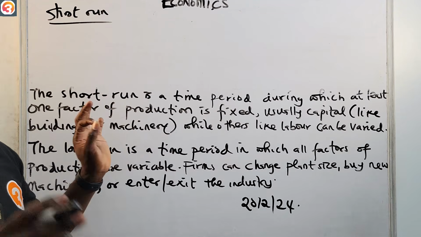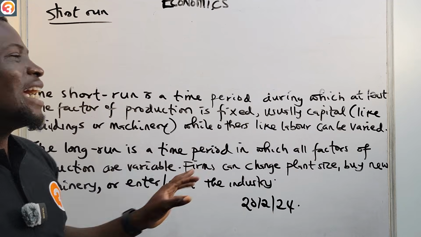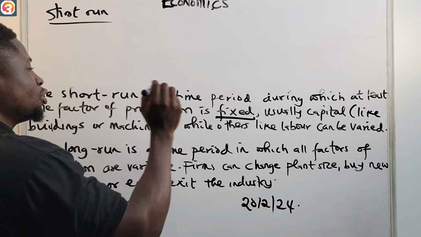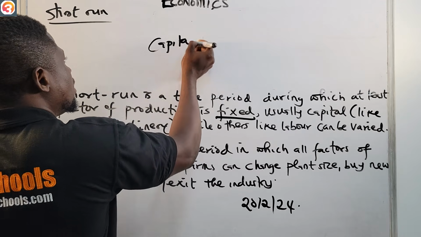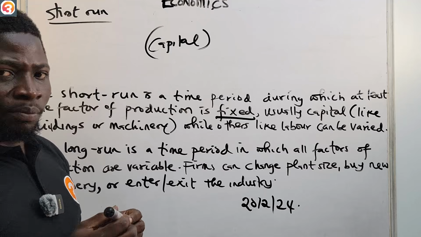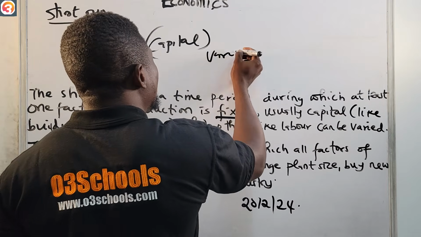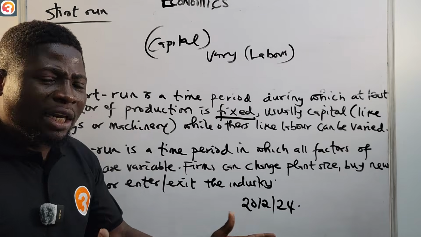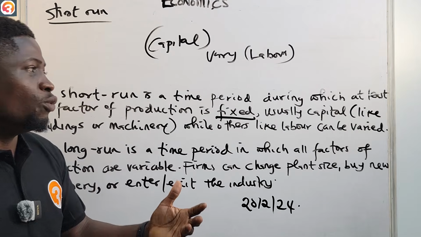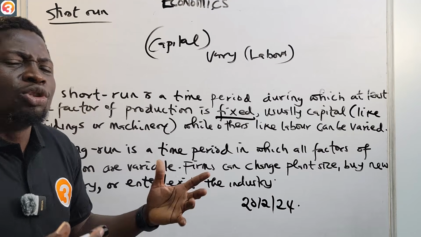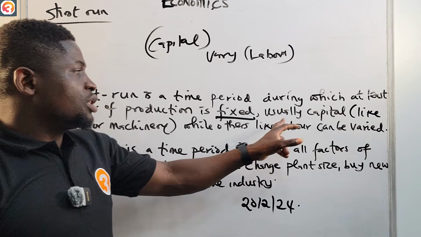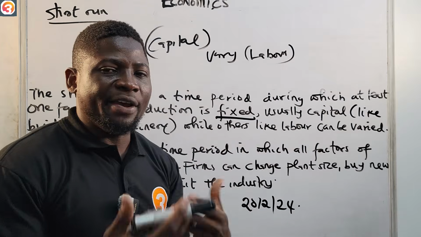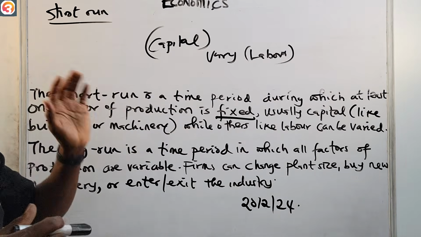Technically, short run is describing a time period during which at least one factor of production is fixed. And that factor of production that is fixed is capital. Capital is fixed in the short run, but you can vary labor. You can find new laborers, you can hire more laborers to come work for you to increase your productivity. Capital is usually things like buildings or machinery, while others like labor can be varied, isn't it? So that is short run production.